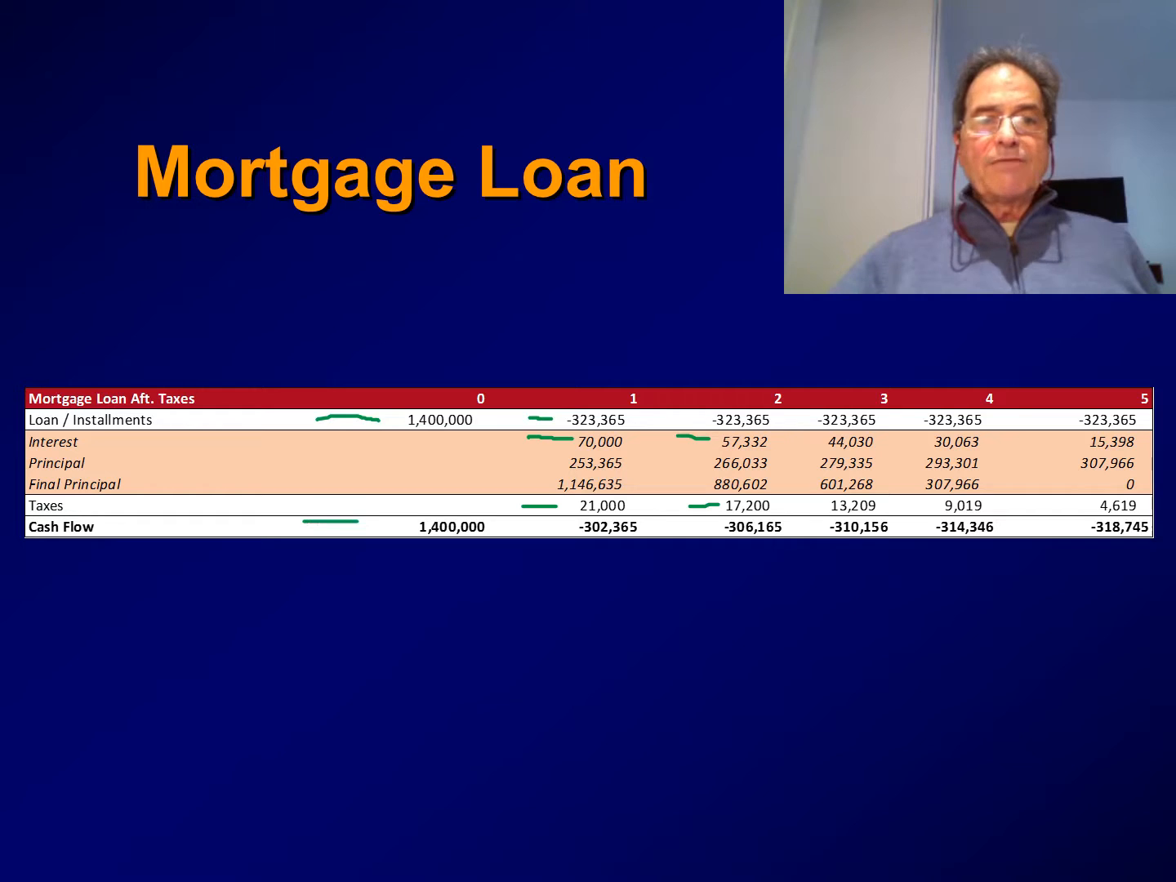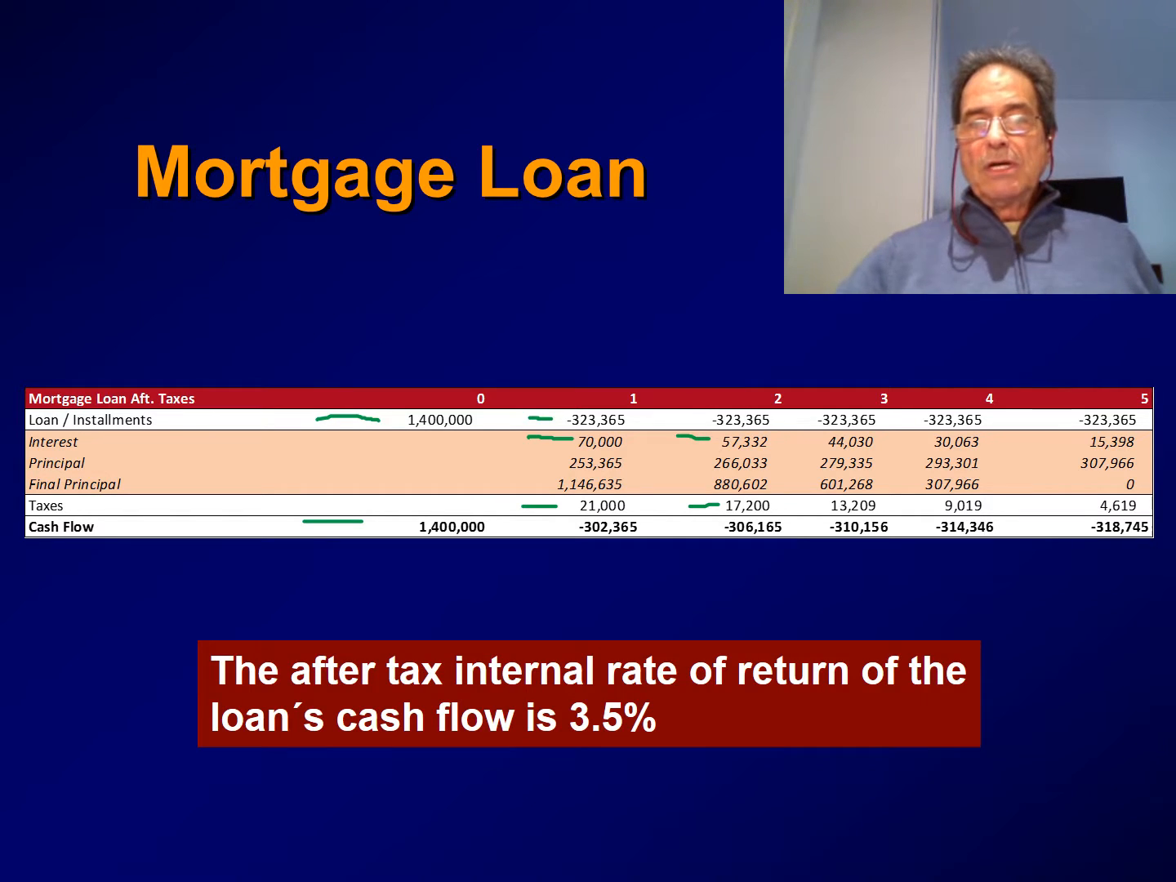Finally, we obtain the cash flow corresponding to the mortgage loan after taxes, which is the result of adding these taxes that we just calculated to the cash flow that we calculated previously of the loan before taxes. So we obtain this final cash flow, and then the final step is to calculate the internal rate of return of this final cash flow. And we get that the after-tax cost of the loan associated with the mortgage is 3.5%.